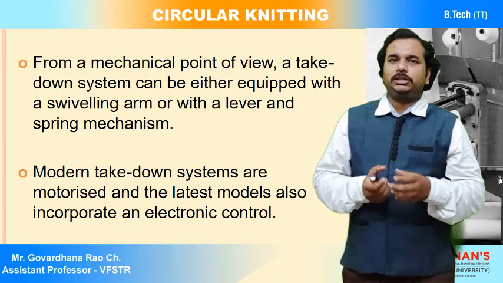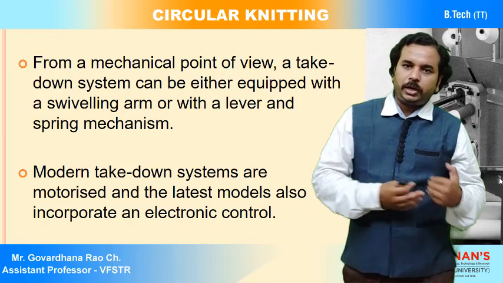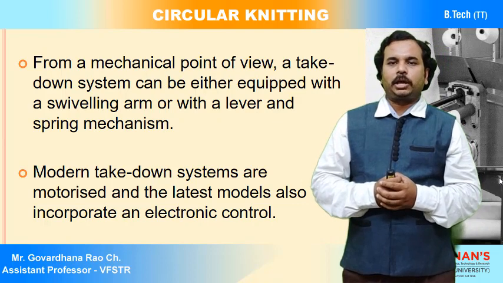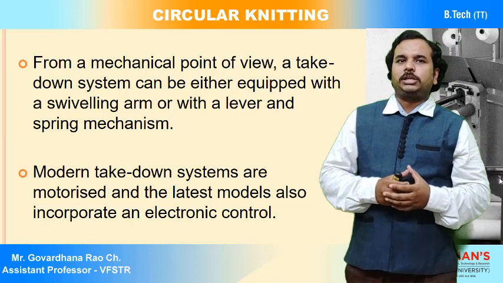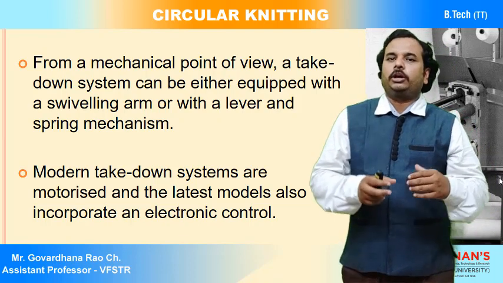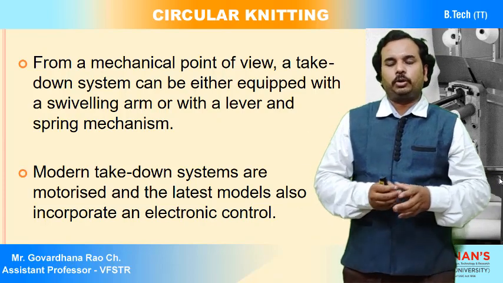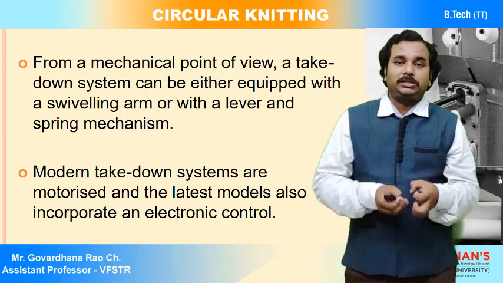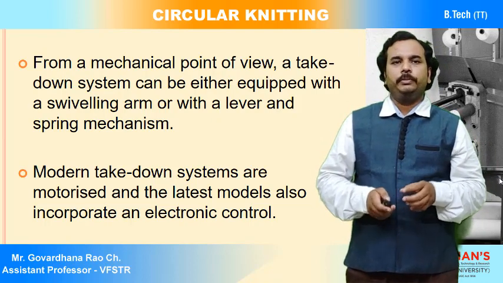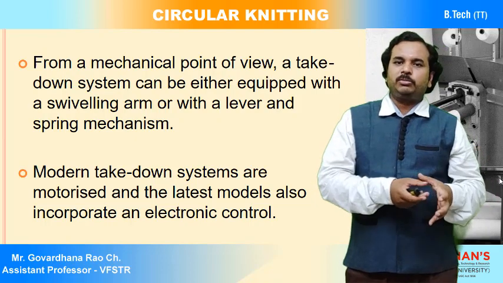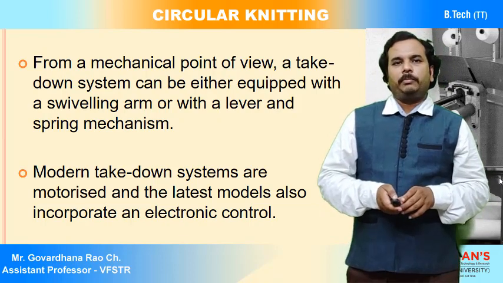Nowadays, takedown mechanisms are motorized, and the latest models also incorporate electronic control. The speed and the pressure between the rollers can be controlled by electronic means. Most knitting machines nowadays are equipped with this kind of mechanism.